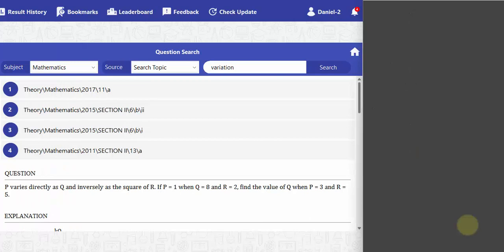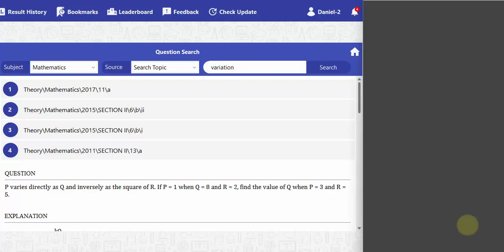Let's solve another question. P varies directly as Q and inversely as the square of R. If P equals 1 and Q equals 8 and R equals 2, find the value of Q when P equals 3 and R equals 5. So the first thing we want to talk about is what type of variation are we dealing with here? To determine it, look at the question carefully. So P varies directly as Q and inversely as the square of R. So this implies something. It means we are dealing with three variables. That's the first thing you should note. We are dealing with P, Q, and R.